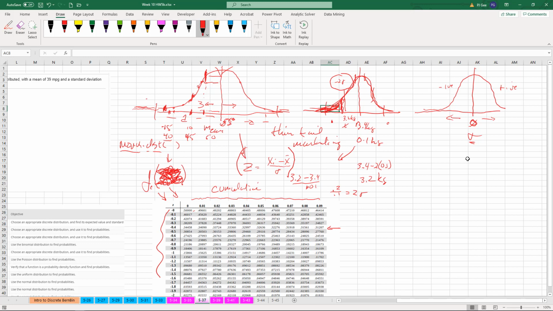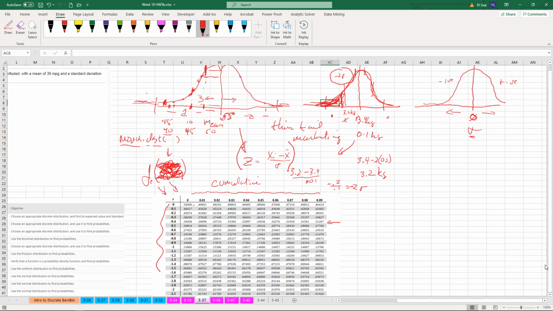Okay, so we're down in the negative territory. We're minus. Did I get the minus on there? I didn't get the minus, right? So this should have been minus right there. 3.2 minus 3.4 is minus. This comes out to minus 2 standard deviations. That gets us into the negative table here.